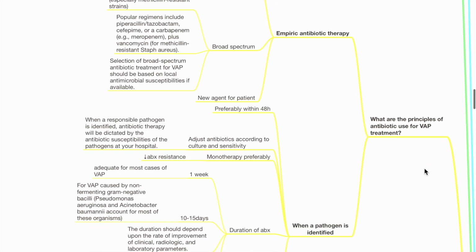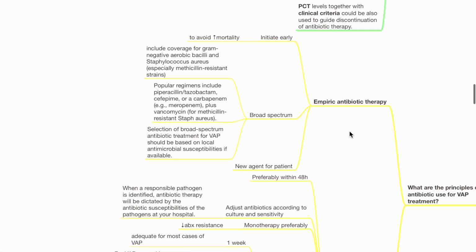What are the principles of antibiotic use for VAP treatment? Empiric antibiotic therapy should be initiated early to avoid increased mortality. The choice of antibiotic should be broad spectrum, including coverage for gram-negative aerobic bacilli and Staphylococcus aureus, especially MRSAs. Popular regimens include Tazocin, cefepime or a carbapenem, plus vancomycin. Selection of broad-spectrum antibiotic treatment for VAP should be based on local antimicrobial susceptibilities if available, and should be a new agent for the patient.